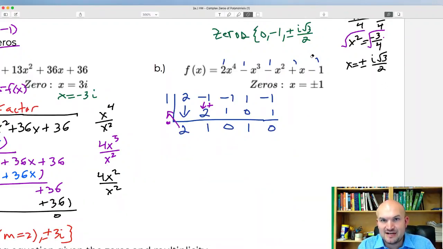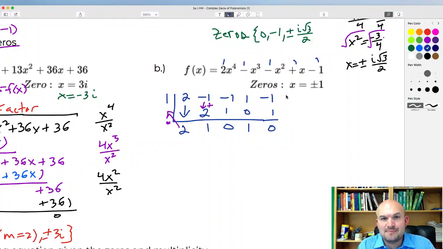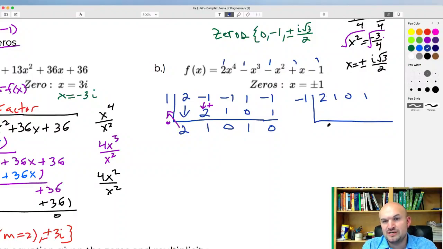So I'm going to take this factor, and I'm going to divide it by the other zero. So what that means is I'm going to take now -1, and I'm not going to use the original coefficients, but I'm going to use the coefficients of the factor, which are 2, 1, 0, and 1. So now let's do the whole process again. 2, 1, 0, 1. Okay. Again, this is a remainder, so I don't need it. So I bring down the 2. 2 times -1 is -2. 1 plus -2 is going to be a -1. -1 times -1 is going to be a positive 1. 0 plus 1 is 1. 1 times -1 is -1.